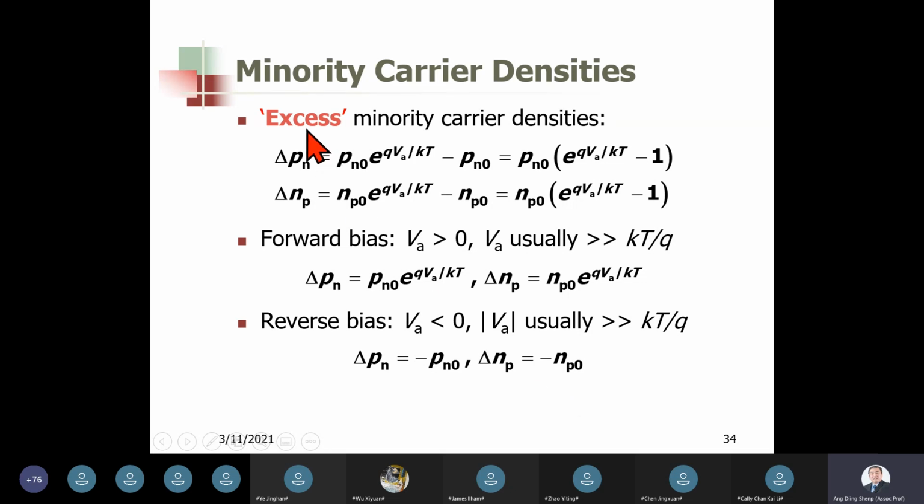So this word excess is enclosed in quotation marks like this, meaning that it does not always mean a positive quantity. Excess could mean negative. In other words, under reverse bias it is actually a negative quantity, a negative excess.